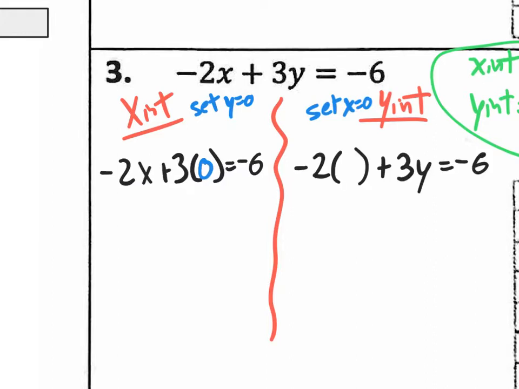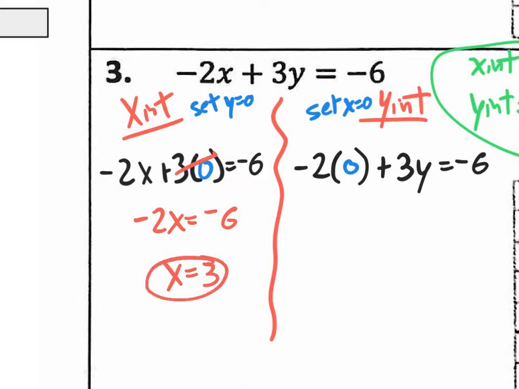So there's my equation, negative 2x plus 3y equals negative 6. But instead of x, I put parentheses. I'm going to set the x that used to be there, I'm going to make that a 0 now. So I'm plugging in a 0. And let's solve both of these. On the left side, the 3 times 0 is 0. So I really just have the equation negative 2x equals negative 6, which means x equals 3 when I divide both sides by negative 2.